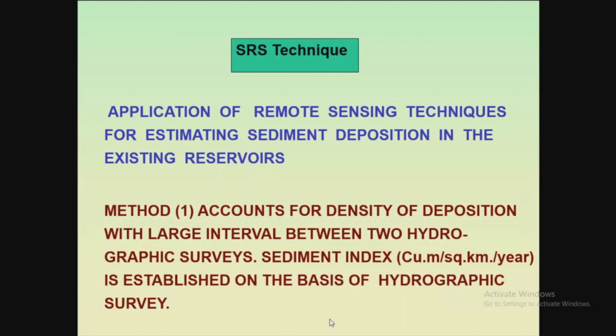So listen carefully, with the satellite remote sensing technique you need not go to site also. You have to go to site only for the collection of data. Once you have collected data from the site, you can come to your desktop or laptop and sit in your office. You have to register your satellite imageries, correct them, and do the work on the software only, nothing else.